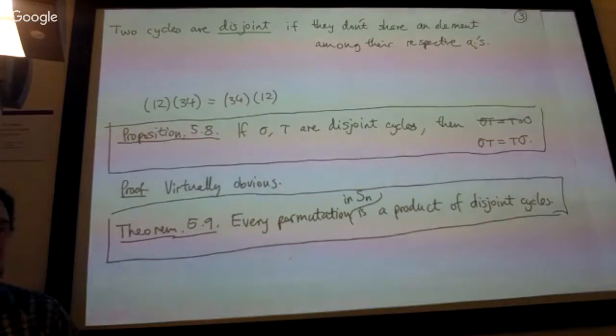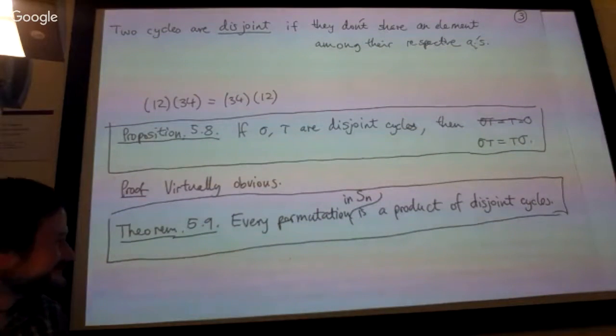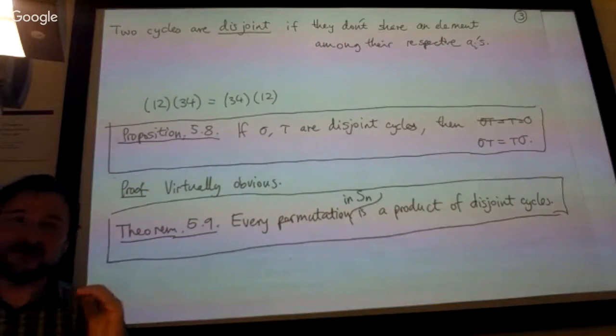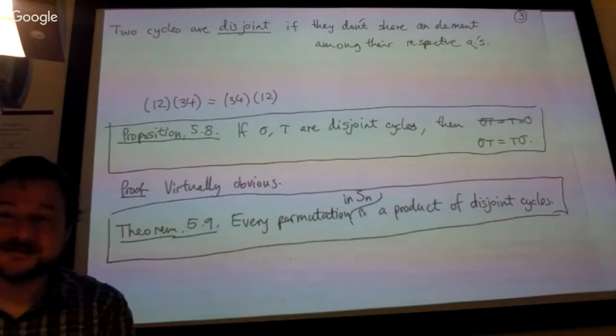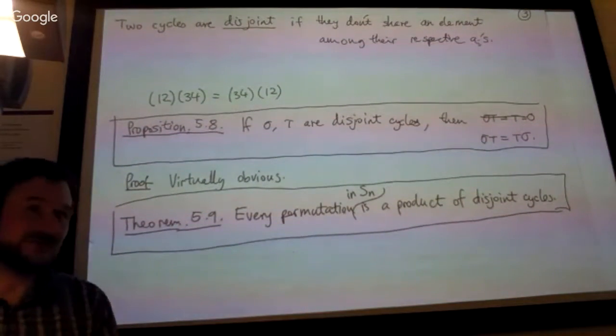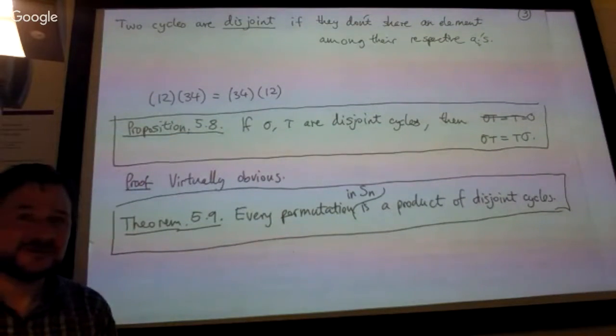I don't think so, because you might need infinitely many cycles, and that's not a product. You can't do an infinite product in groups, really.